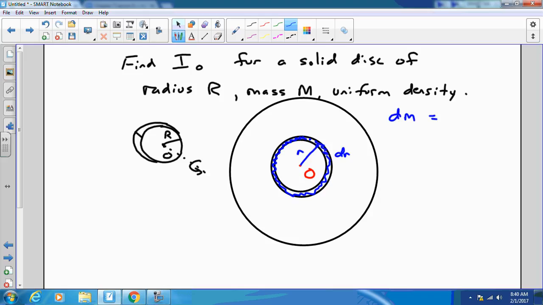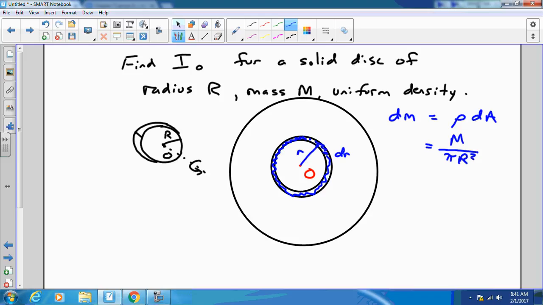So it would look like this. dm is going to be equal to density times the area of my differential element. And here I'm using area because I've got a two-dimensional object. Now what is that density? That density is equal to the mass divided by the total area of the disk.